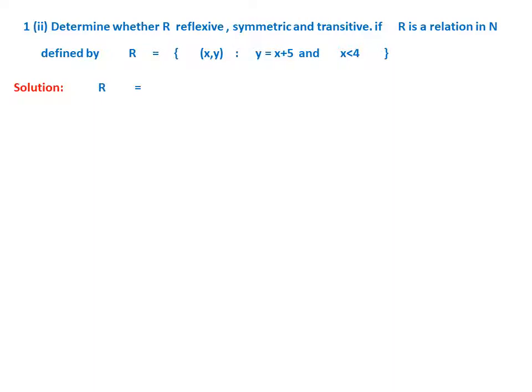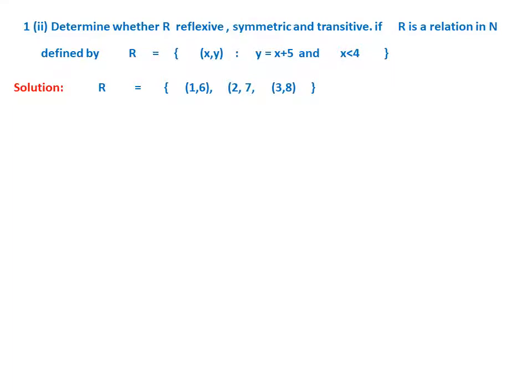Second one, determine whether R is reflexive, symmetric, transitive. Second question is this. R is given by the set of all (x, y) such that y equals x plus 5, this is the first condition. Second condition is x should be less than 4, and it is a relation in N, the set of naturals. Therefore, first what you have to do is R equals {(1, 6), (2, 7), (3, 8)}, because we have to take only values less than 4.